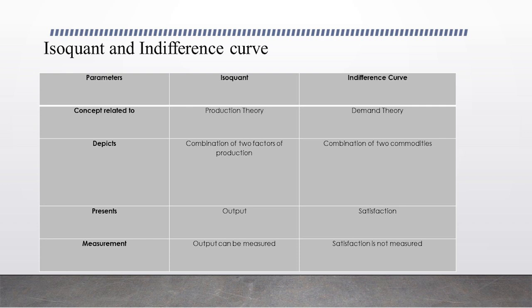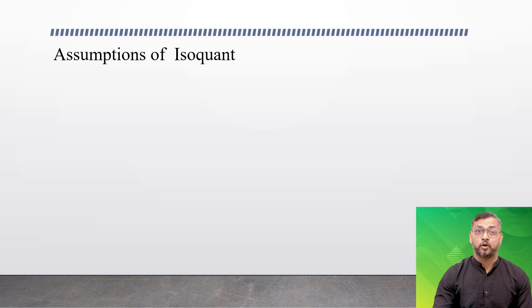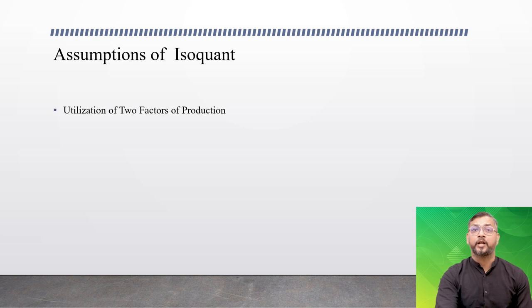After understanding the differences between isoquant and indifference curve, let's move towards the assumptions of isoquants. Now, there are different assumptions that we take into account while drawing an isoquant. The first assumption is utilization of two factors of production. An isoquant can be drawn by using only two factors of production. Mostly we take into account labor and capital.